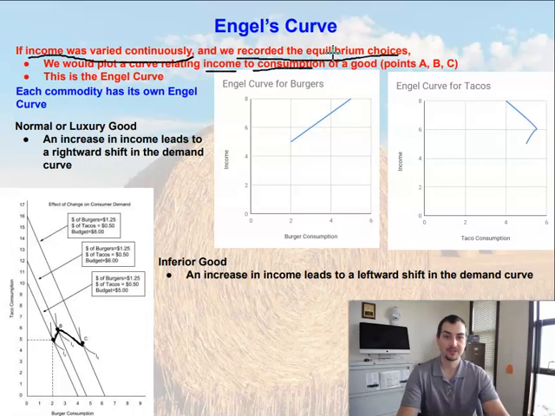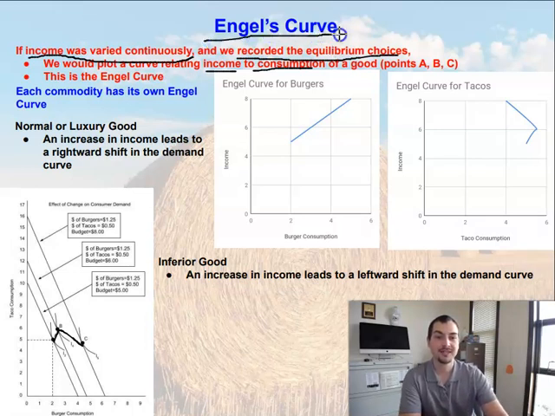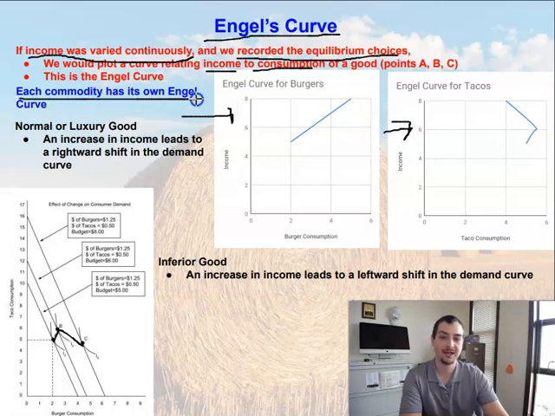So what if we were to take those points and regraph them using the level of income and the level of consumption? We would get what is known as an Engel curve. So these right here are the Engel curves for our two commodities. Each commodity has its own Engel curve, so let's dive into what an Engel curve looks like.